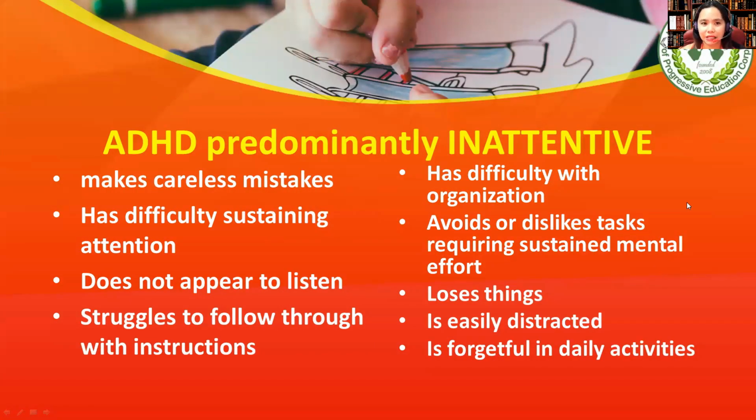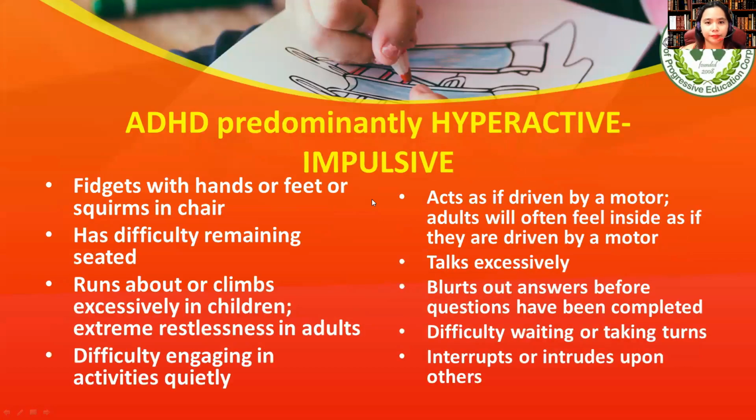ADHD, predominantly inattentive. So when we say the student is inattentive, the student may make careless mistakes, may have difficulty sustaining their attention, does not appear to listen, and struggles to follow rules. They have difficulty organizing, avoid tasks, lose things easily, and are easily distracted. Under ADHD, predominantly hyperactive-impulsive, when you are under this category, you fidget a lot with your hands and your feet, squirm on your chair, have difficulty staying seated, run about excessively, and have extreme restlessness. They have difficulty engaging in quiet activities, and they sometimes talk excessively.